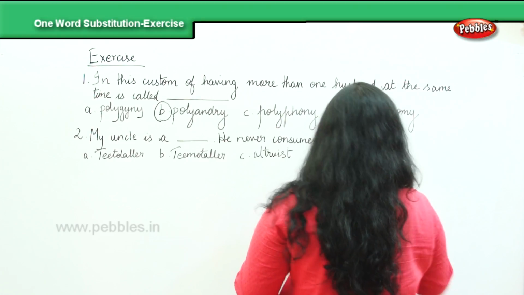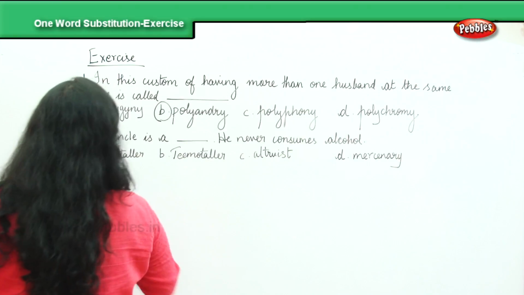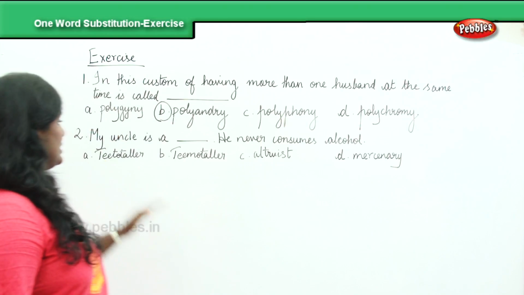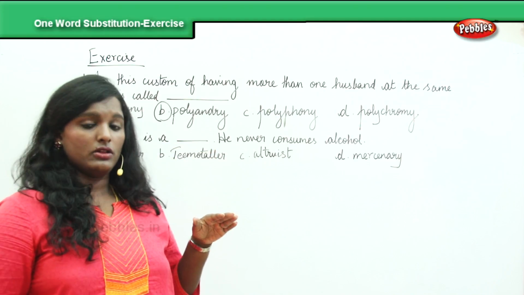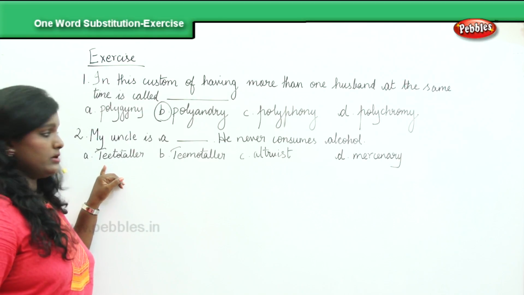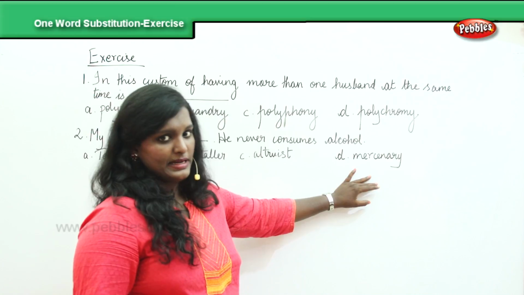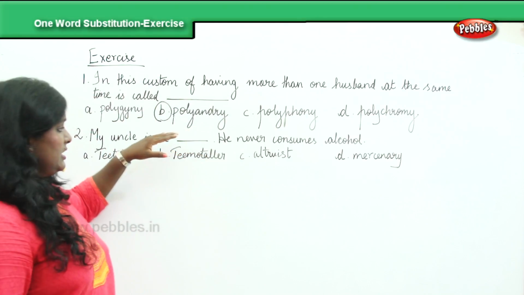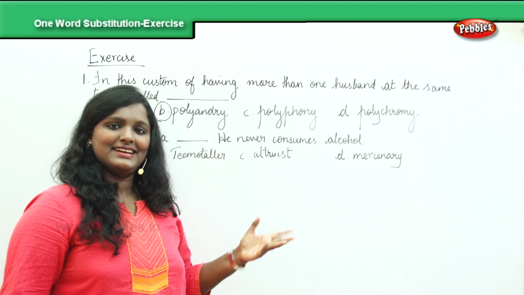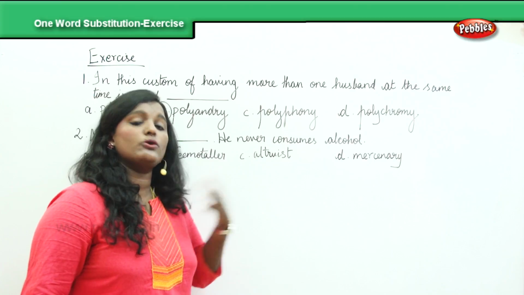So coming again to your options given here. It's teetotaler, teetotaler, altruist, and mercenary. So my uncle is a dash. He never consumes alcohol. So he doesn't have the habit of consuming alcohol. What is a teetotaler, or who is a teetotaler? Now, mercenary means money-minded person. So just think if that answer would be suitable here. My uncle is a money-minded person. He never consumes alcohol. It doesn't make sense. Moving on to altruist. Altruist is a very devoted person, a person who's devoted to others.